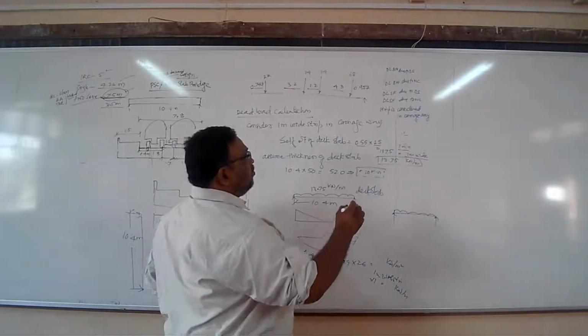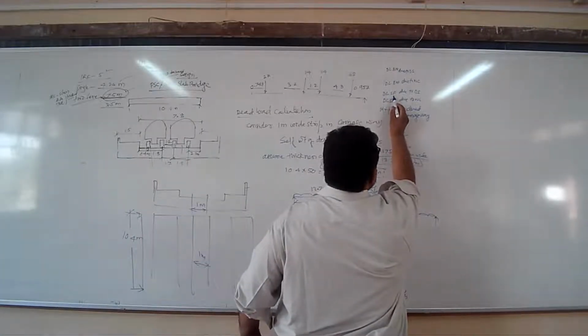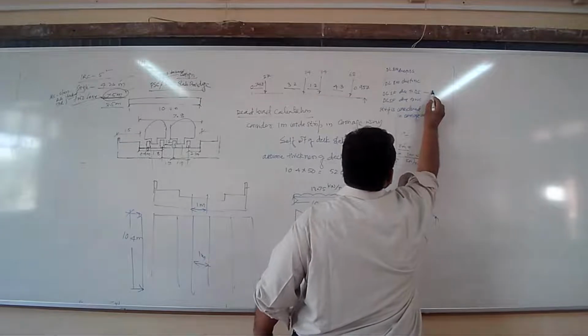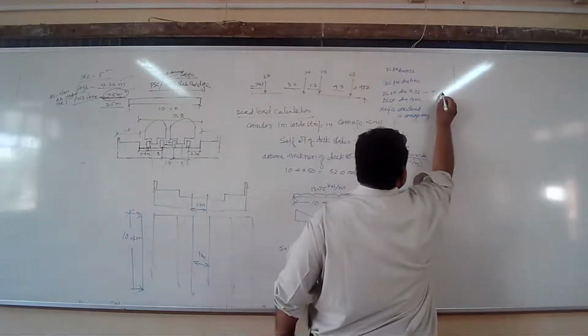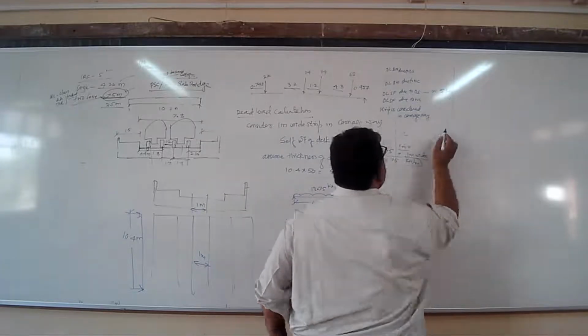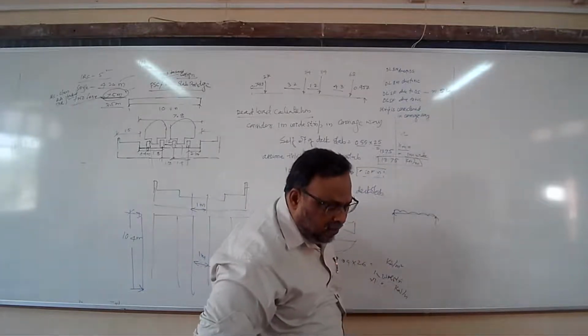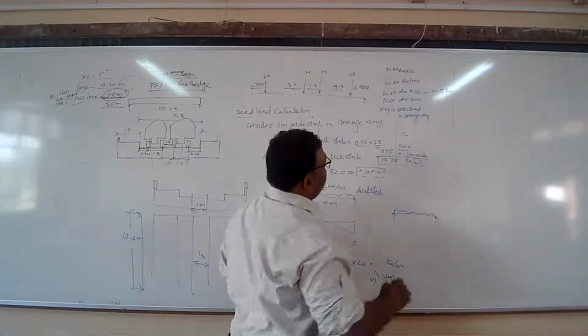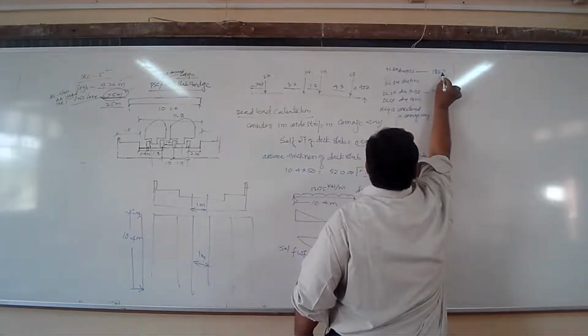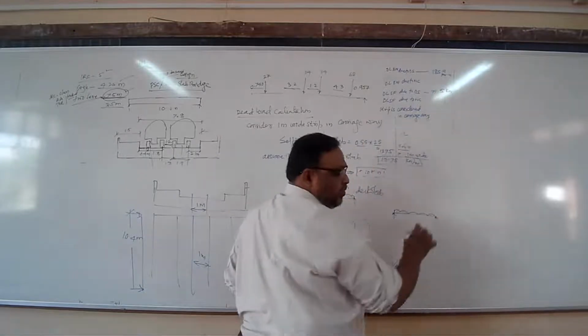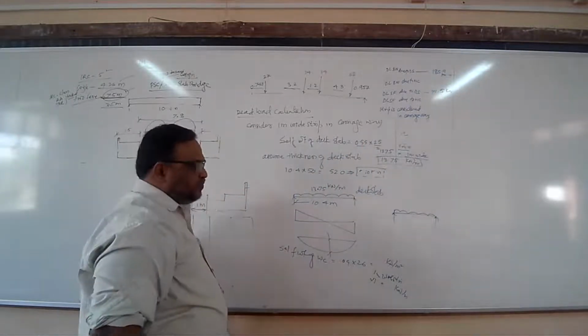71.5. Thank you. So the dead load shear force because of dead slab is 71.5 kilonewton. What about bending moment? 185.9. Thank you. So 185.9 kilonewton meter. Thank you, Roma.